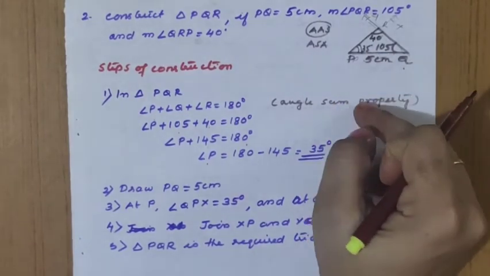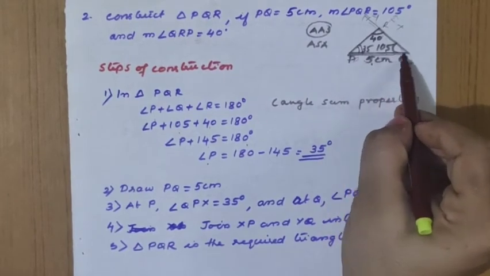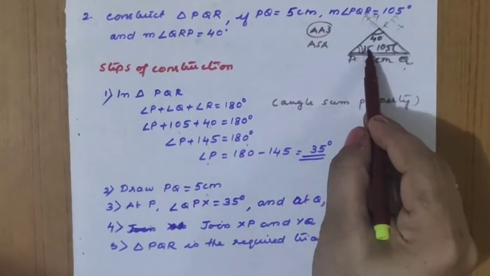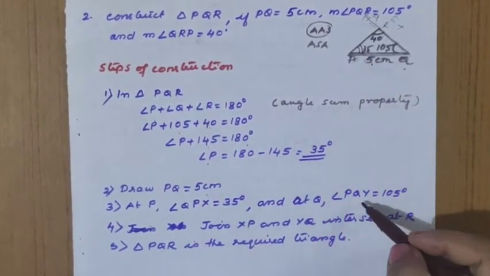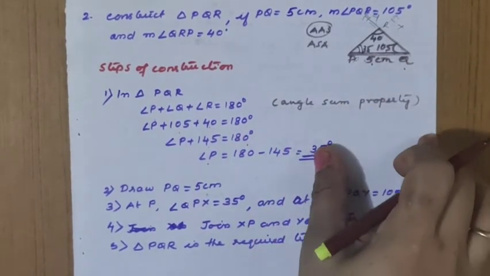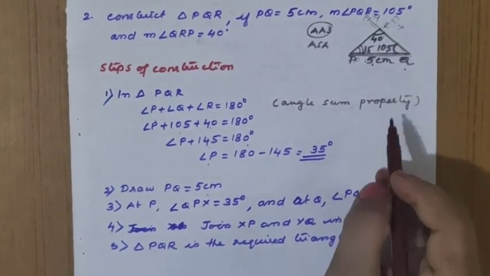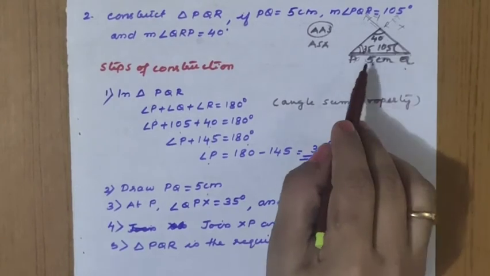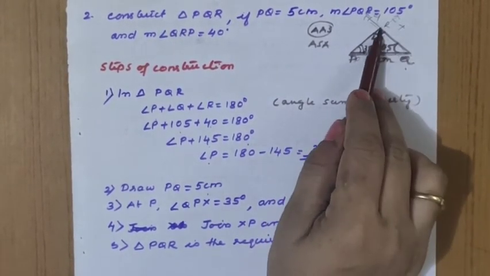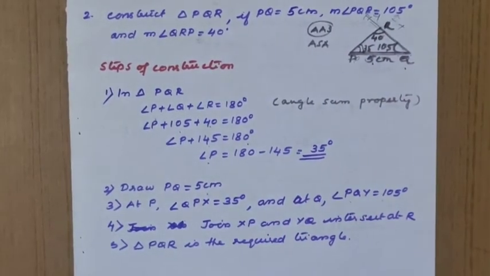Now it is similar to our previous sum, two sides and the included angle. Got it? So what are the steps now? Draw PQ equal to 5 cm. At P, what is the angle to be drawn? 35 degrees. At Q, angle Q equal to 105. So we are using the draw method, that is, protractor only we are using this time. Join XP and YQ, intersect at R. That means this line will be intersected. When we are drawing 35 and 105, it is intersecting at the third point, that is R only. So triangle PQR is the required triangle.